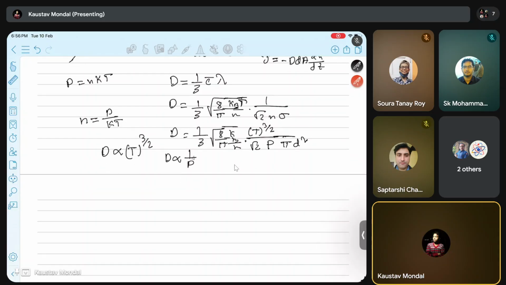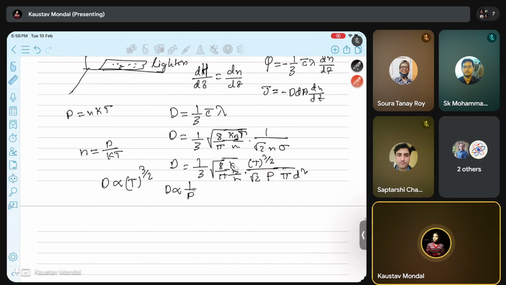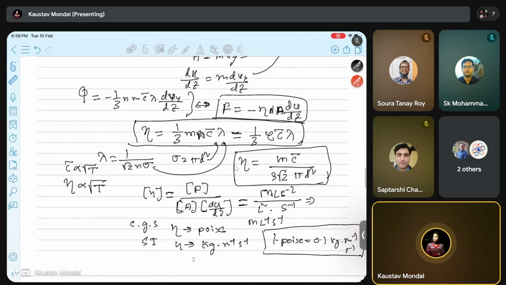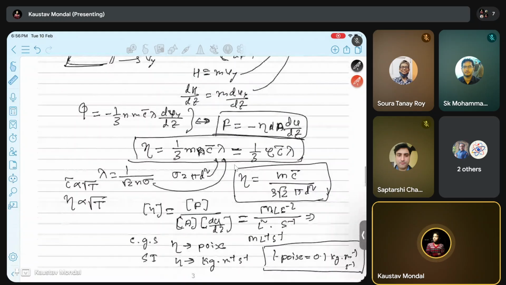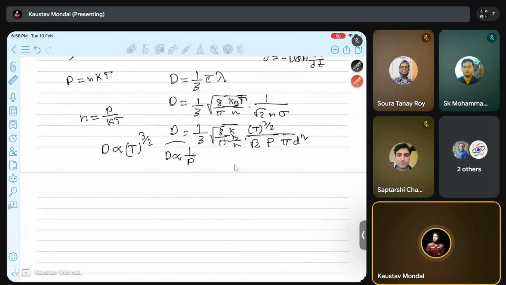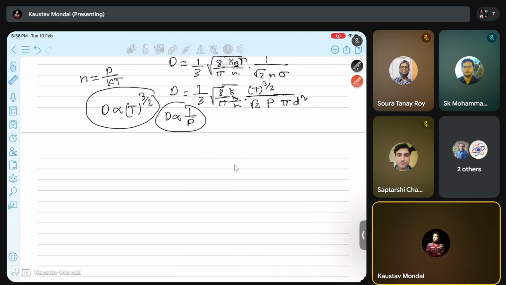Okay, so unlike the previous cases, the coefficient of thermal conductivity is only dependent upon the square root of temperature and independent of pressure. Similarly, eta, the coefficient of viscosity, is also only dependent on the square root of temperature. But here the diffusion depends on both the inverse of the pressure and the temperature with the exponent 3 by 2. Okay, so here you can also write a relation between eta and D.